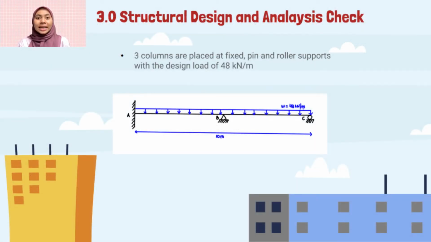Next, we will discuss the structural design with the analysis step. So the first step is we assume the number of columns, which is 3 columns in total, which will act as a support on the beam. From the figure, we can see that we have fixed support at point A, pin support at point B, and roller support at point C.